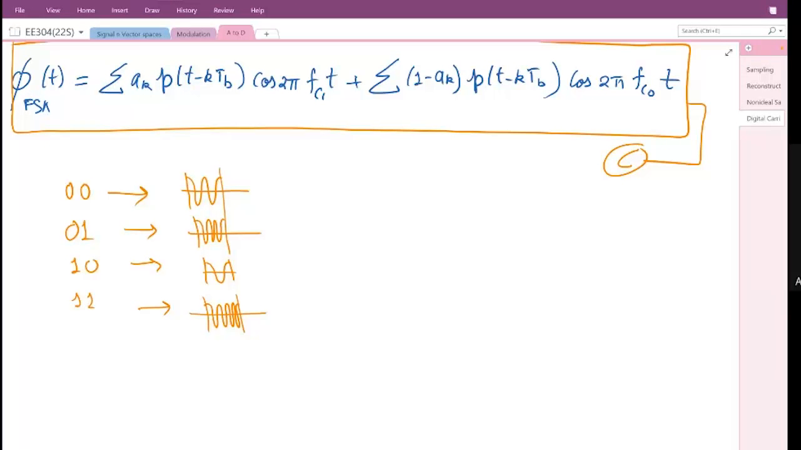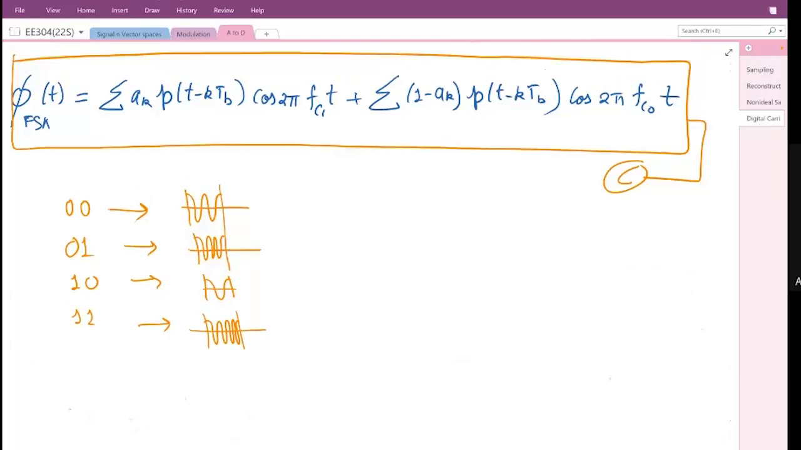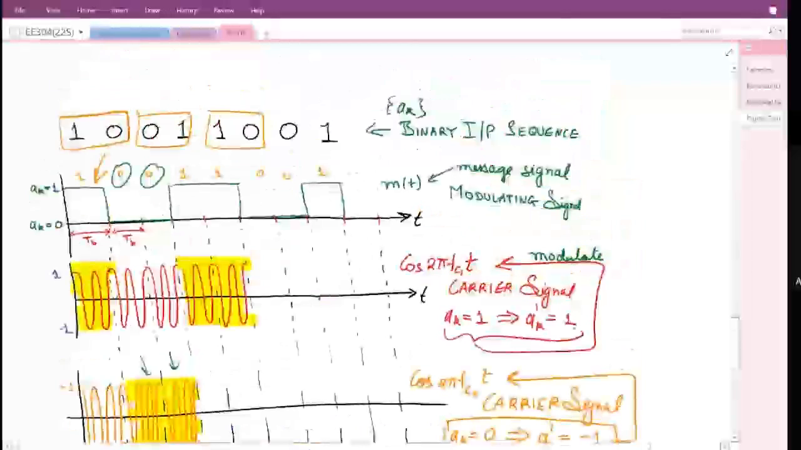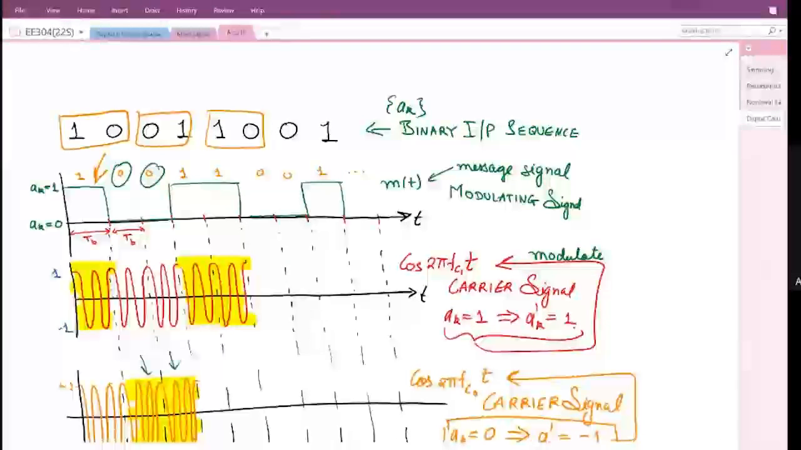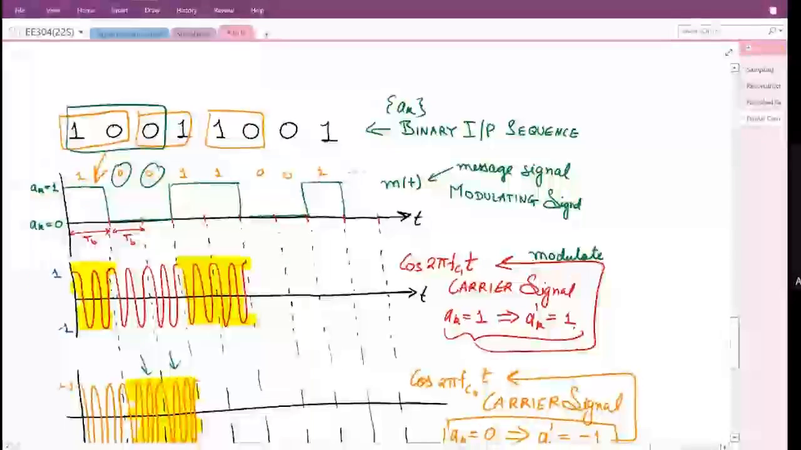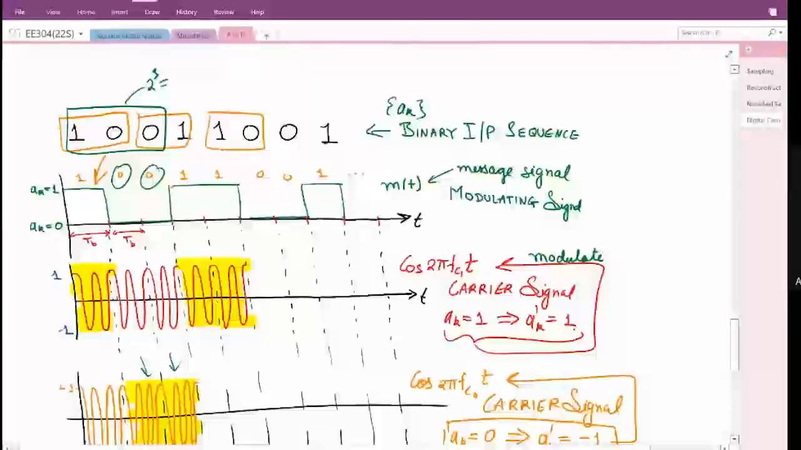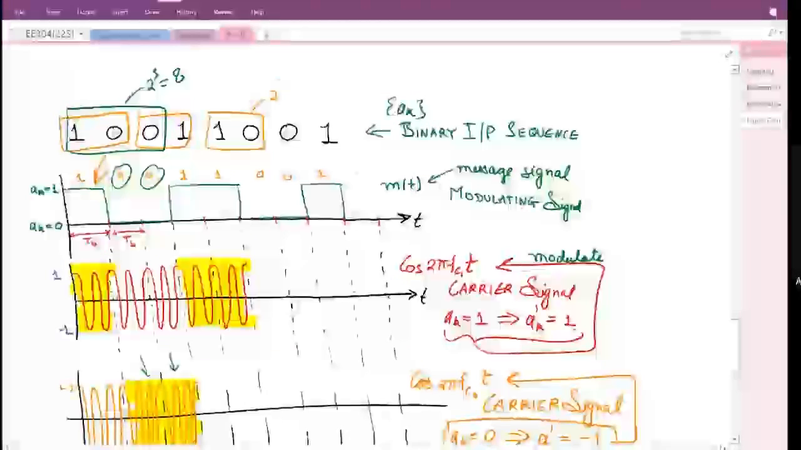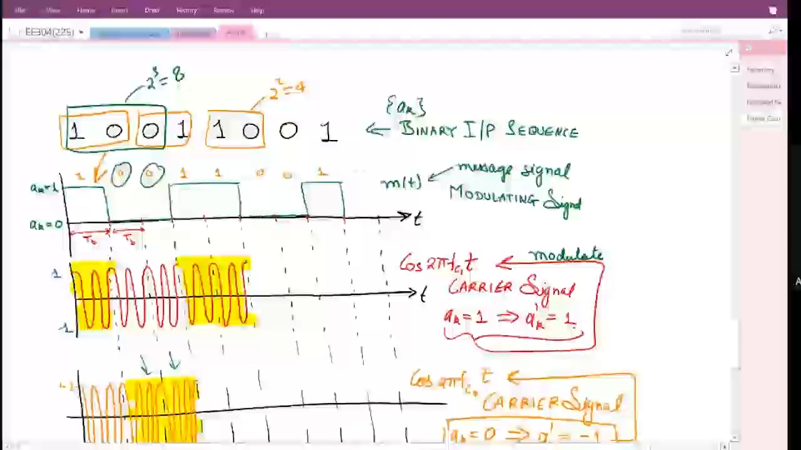Similarly, if we parse this into blocks of 3, then how many possible combinations are there? Which is 8. In this, there were 2 to the power 2, which is 4, sir. Yeah, and now 8. So similarly, we can expand this for ASK, FSK, and PSK. Okay, let's stop at this point.